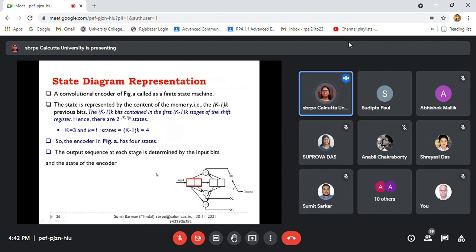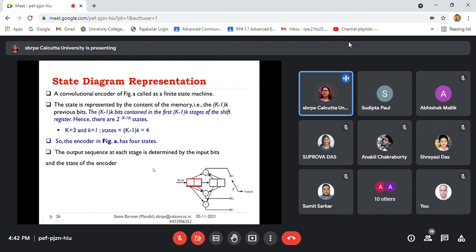So the memory should be the first K minus 1 stages, each of k bits, of the shift register. That means this is the first stage and this is the second stage. So for this case, your memory will be this one. Here capital K is 3.